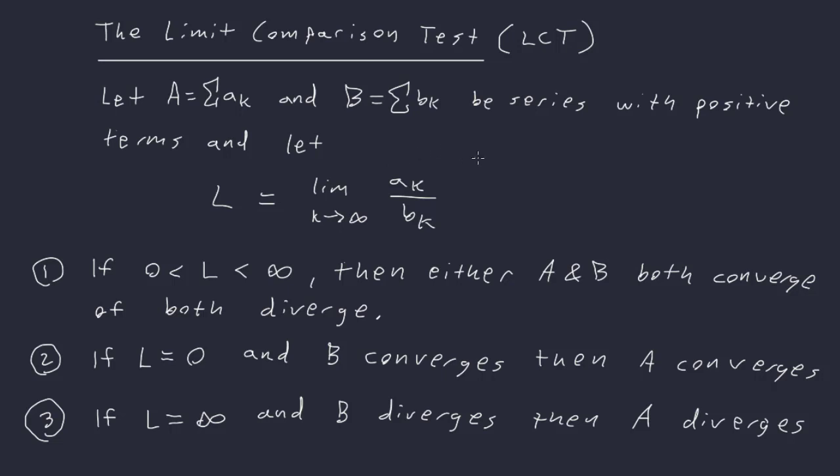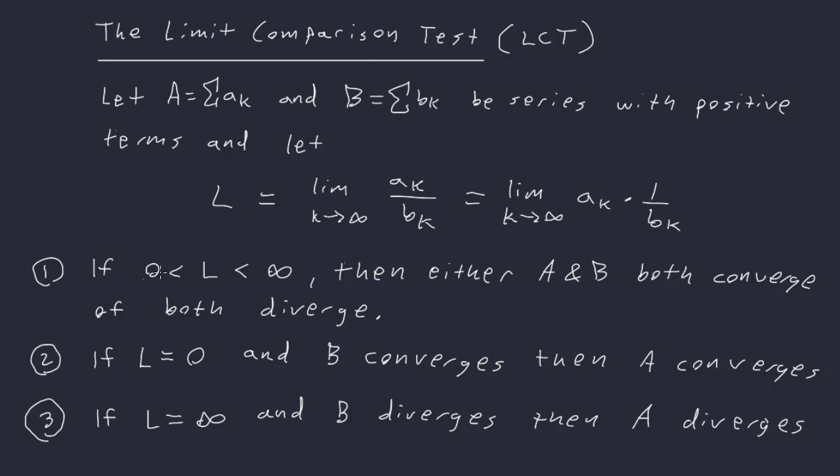Okay, so we're going to let A and B be series with positive terms, and we're going to let capital L be the limit as k goes to infinity of AK divided by BK. Now, to make this a little more useful, I usually write this as AK times 1 over BK. In the statement of this test, that probably doesn't make much sense, but you'll see why when we start getting into it.